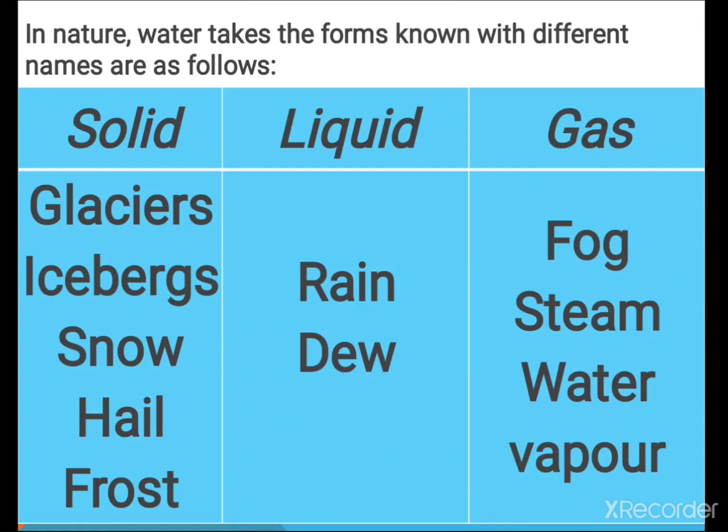In nature, water takes the forms known with different names, which are as follows. In solid forms, water can be seen on the earth as glaciers, icebergs, snow, hail, frost. Liquid form can be seen as rain and dew. Gaseous form of water can be seen as fog, steam, and water vapors.